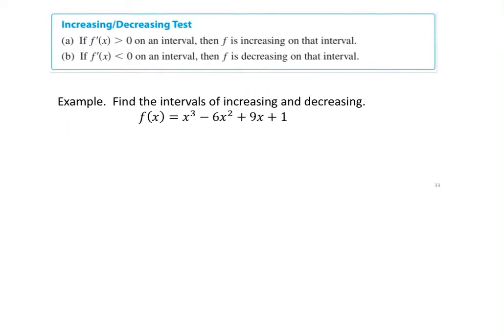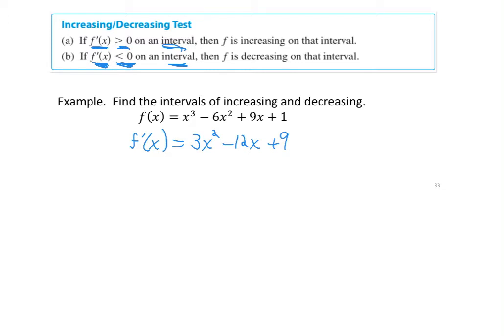We can do a quick example, and we can try to find the intervals of increasing and decreasing of a given function. Let's work this one out. It says f of x equals x cubed minus 6x squared plus 9x plus 1. The important thing is to take the derivative and see whether it's positive or negative and on which intervals. So I'll first take the derivative. F prime of x is going to be 3x squared minus 12x plus 9.